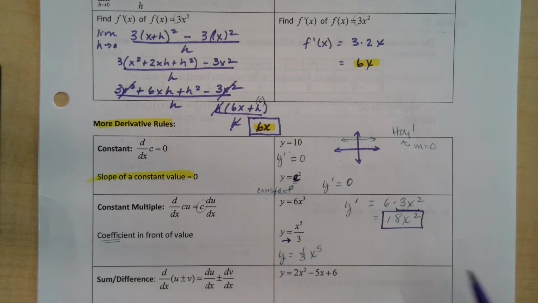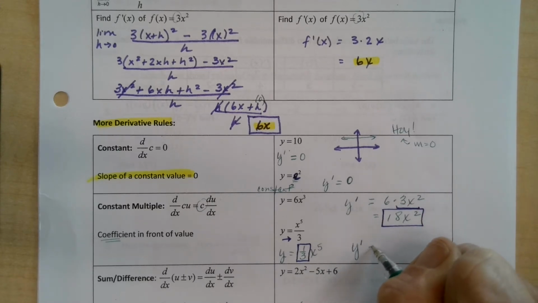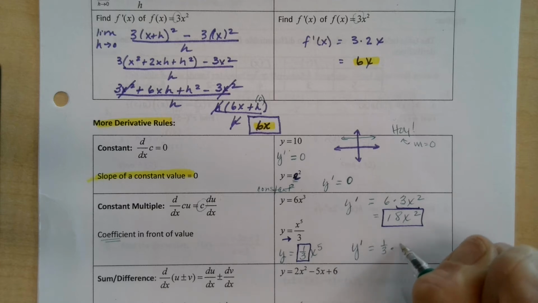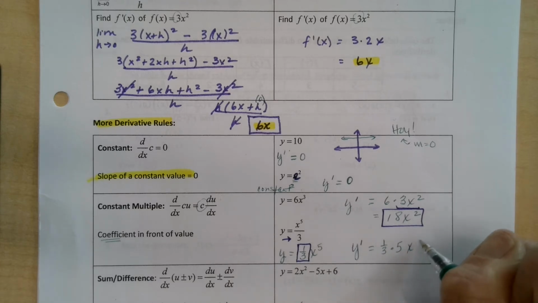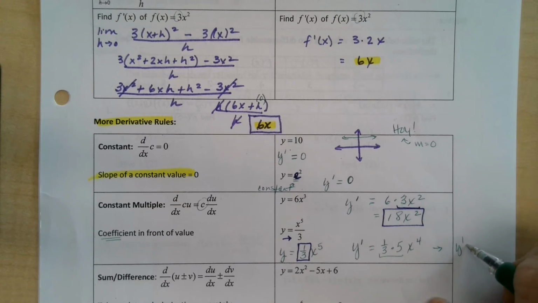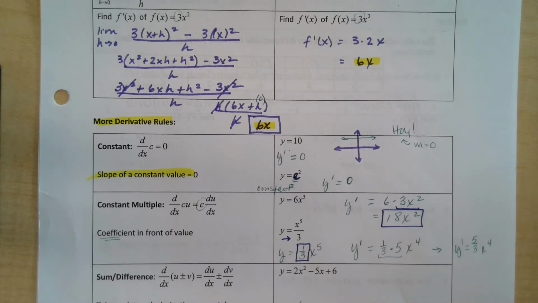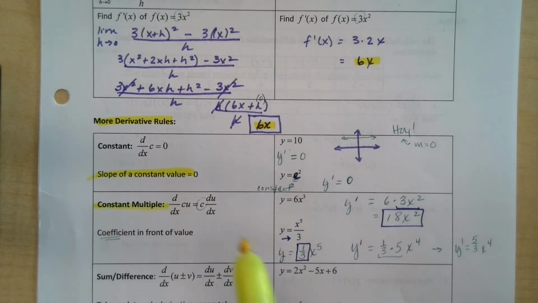If you have a value in a quotient, it's easier if you think of it like a coefficient. So when you go to take the derivative of this, y prime is going to be equal to 1/3 times 5 times x to the 4th. So then we can just multiply these values together and say that y prime is equal to 5/3 x to the 4th. All right, that's our constant multiple.